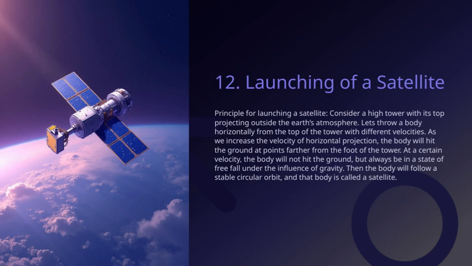It's essentially falling around the Earth, but because of its high horizontal velocity, it stays in a continuous loop instead of crashing down. This principle of launching a satellite, using high horizontal velocities to achieve stable orbits, is fundamental to how we put satellites into space and keep them there.